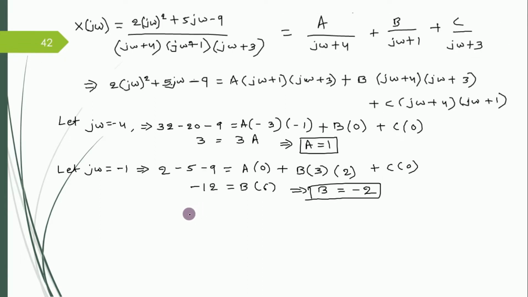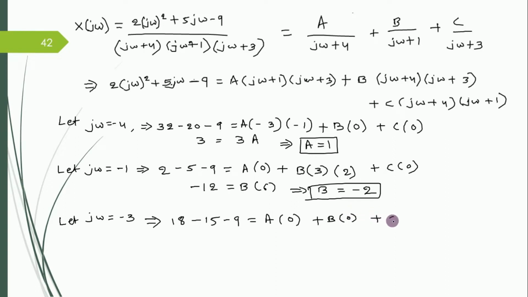Similarly, let j omega be minus 3, which is minus 4 minus 1... If we substitute minus 3, we get 9 2s are 18 minus 5 3s are 15 minus 9 is equal to a vanishes, b vanishes.